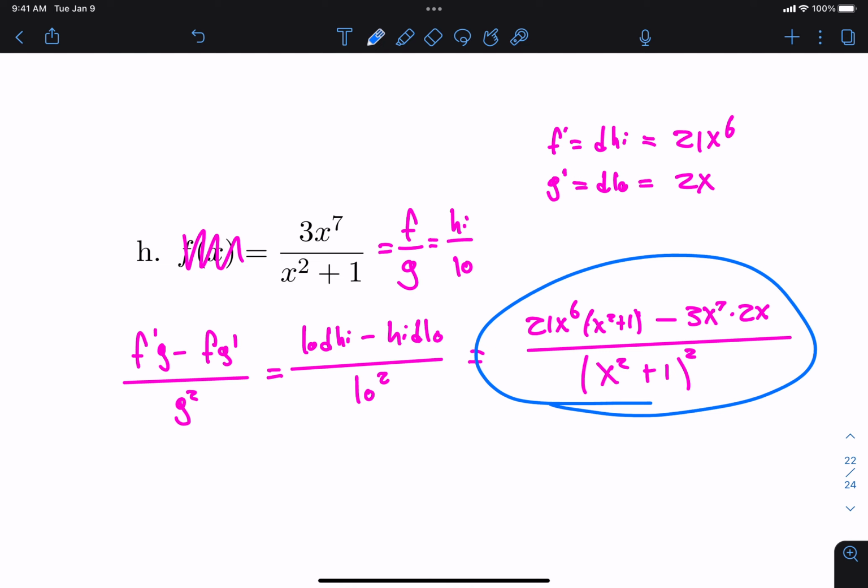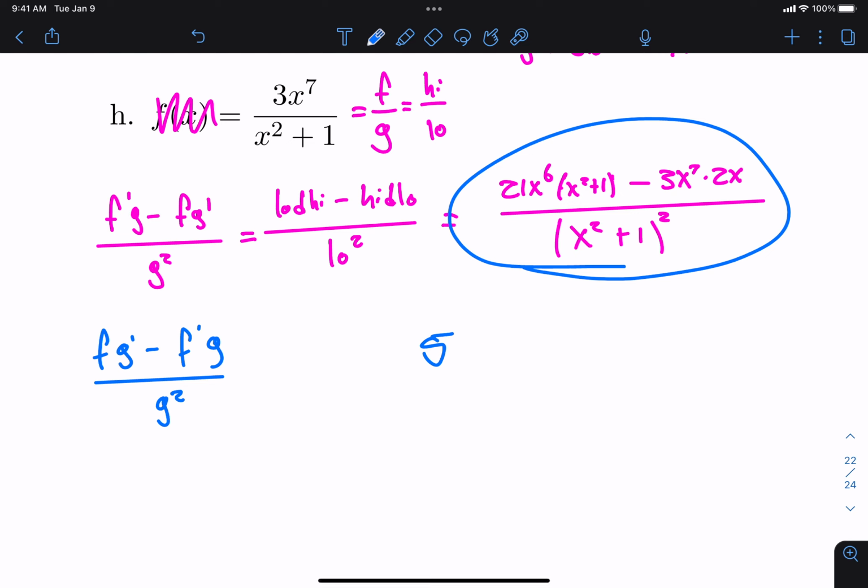You got a question, Jillian? I know you said you can switch them. Could you do f of x times g prime of x, and then f prime of x times g of x? So the question is, could you instead do f g prime minus f prime g all over g squared? Yeah. If you do it like this, you'll get the negative of what you should get. And here's why.